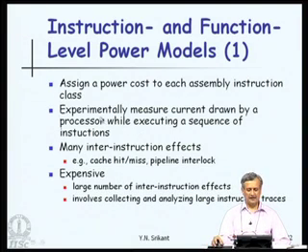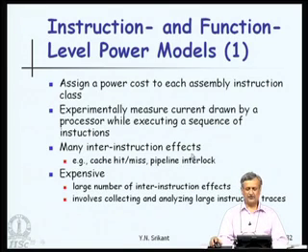Then how do we assign this cost? We experimentally measure current drawn by a processor while executing a known sequence of instructions. So, we put a known sequence, the same kind of instructions, make the program run on a processor, then look at the current which is drawn by the processor, and then compute the power by multiplying it by the voltage.